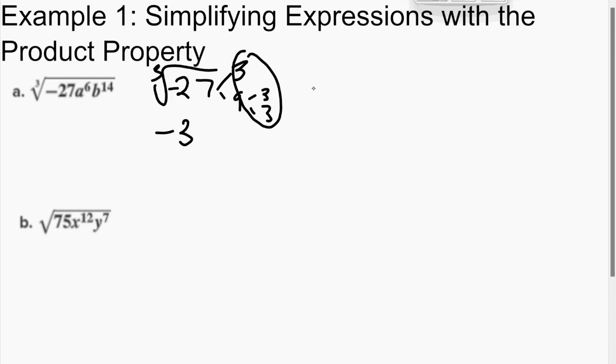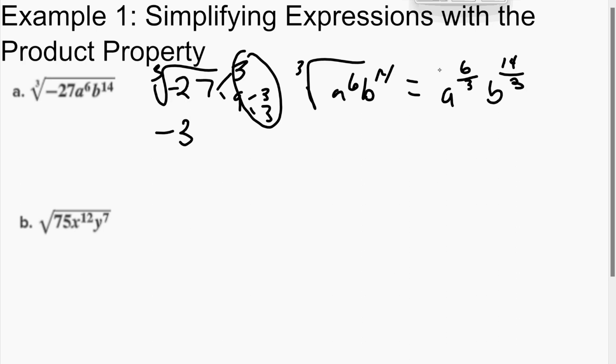Okay, and then on the rest, we have a cube root of a to the 6th and b to the 14th. So we can just rewrite these as fractional exponents. So a to the 6 over 3 and b to the 14 over 3 as well. So we just reduce these evenly. So 6 divided by 3 is 2. So this would be a squared on the outside because it comes out evenly, right? I just have 6 a's.